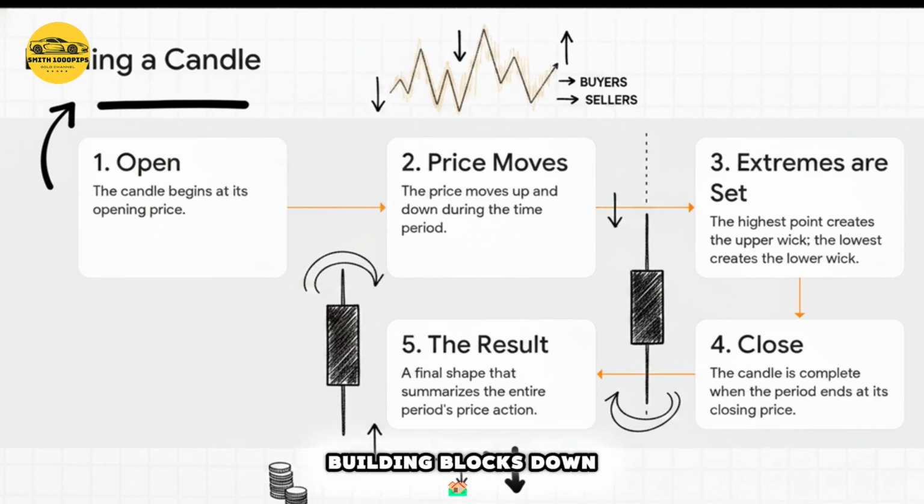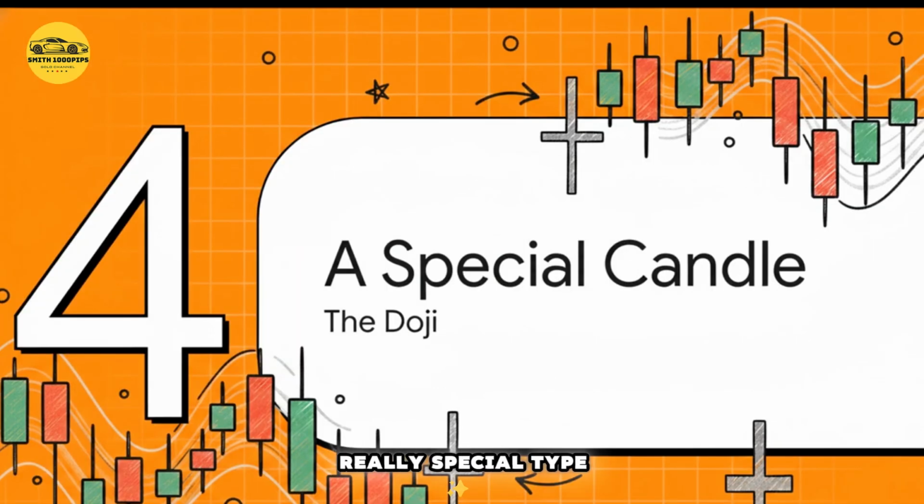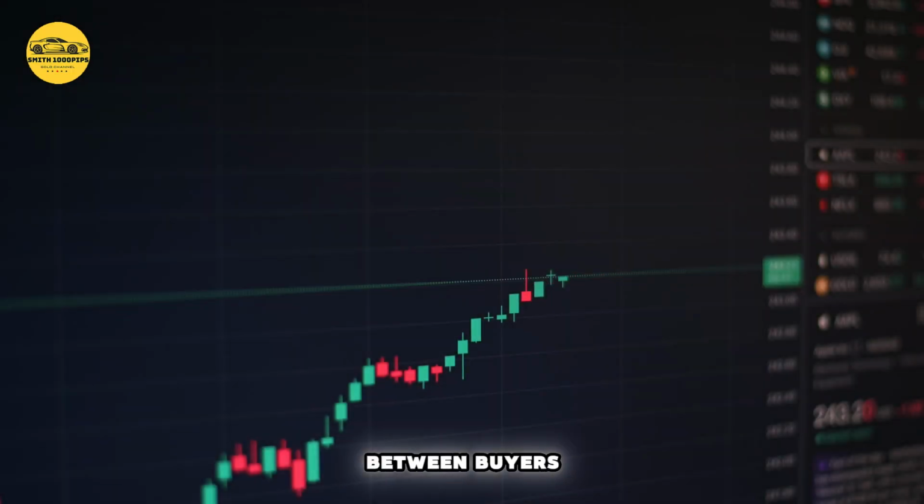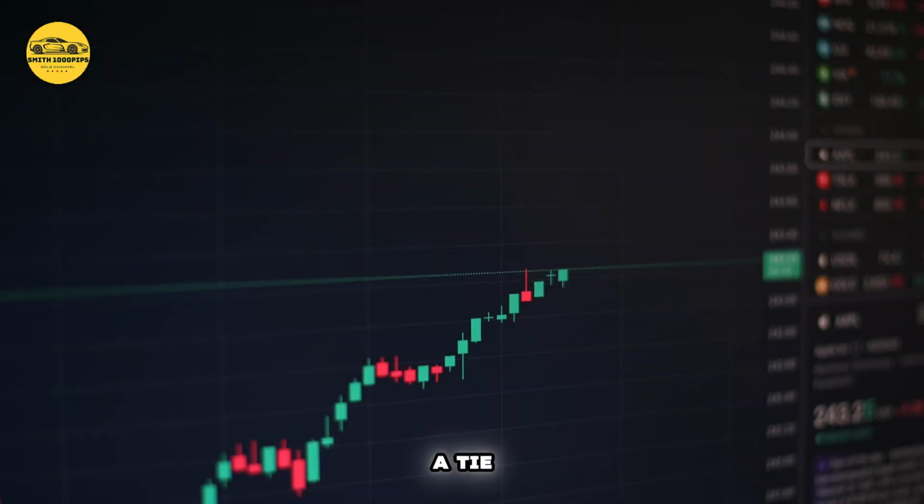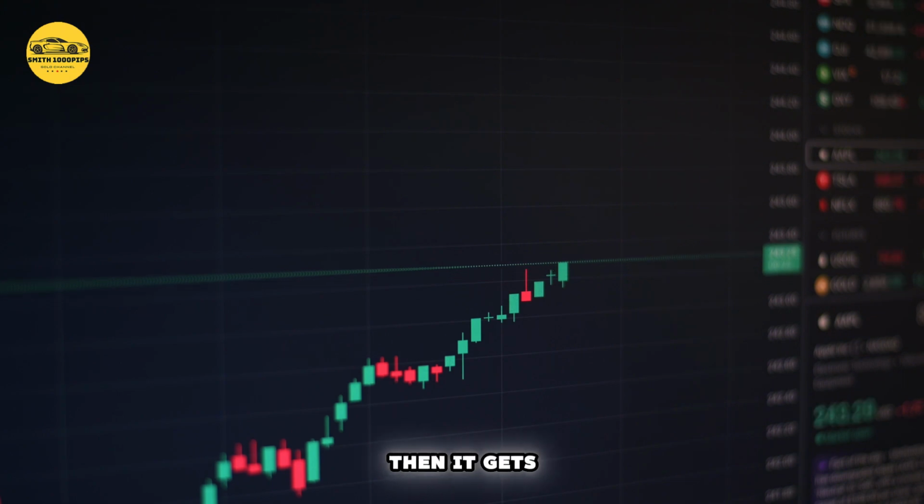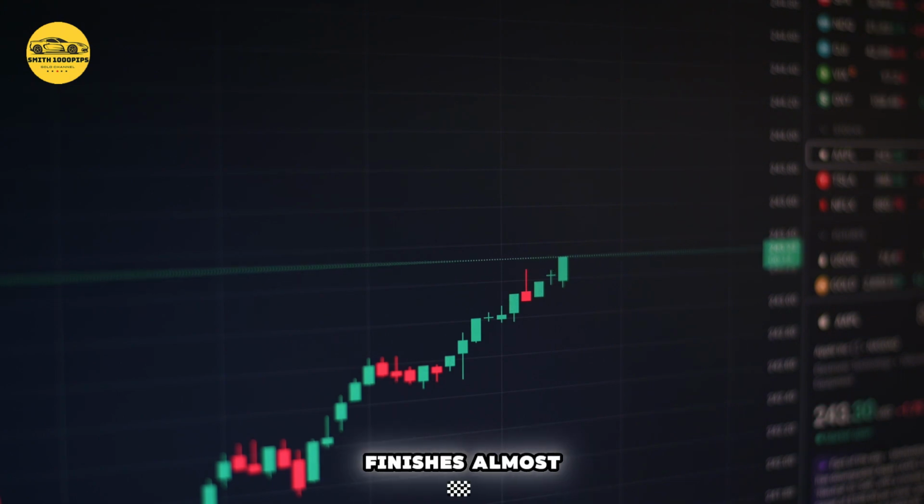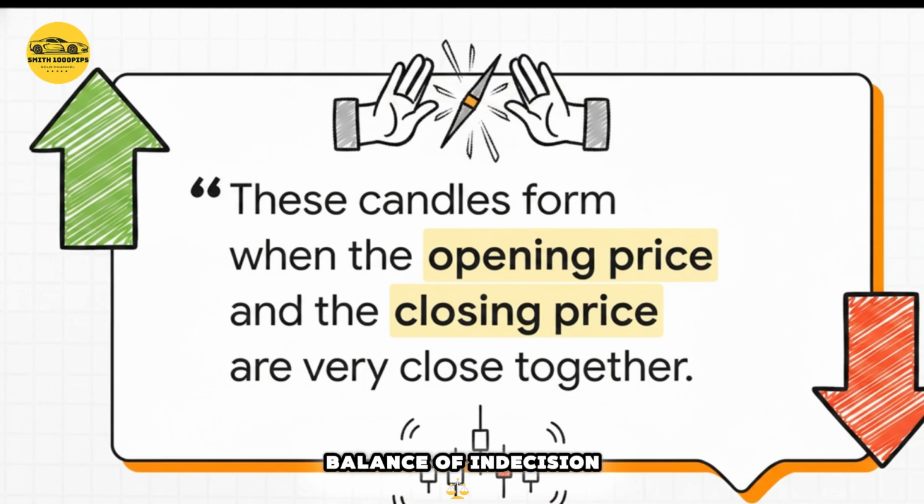So, you've got the building blocks down, but before we finish, let's talk about one really special type of candle that tells a very specific and a very important story. This is a huge concept to get. Sometimes the fight between buyers and sellers just ends in a tie. The market pushes up, then it gets slammed back down and it finishes almost exactly where it began. That moment of balance, of indecision. That's what we're looking for. And that special candle is called a doji.